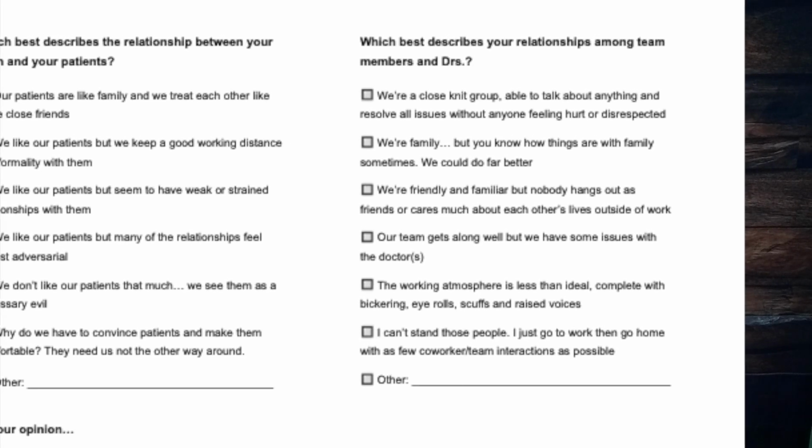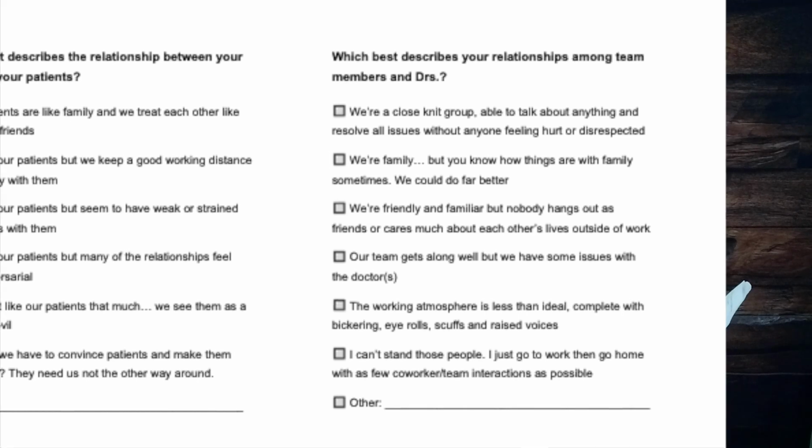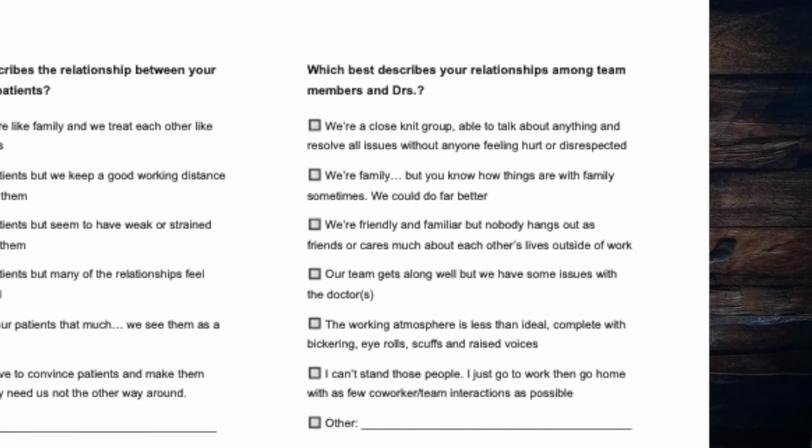And then the next section here is which best describes your relationship among team members and doctors. So this is your internal work. How is that relationship internally working? Is there a little bit of bickering maybe behind the desk that your patients can see or hear while they are sitting in the waiting room? Do your ideals and your values match with your doctors, and vice versa, right? Is it all together a good working experience?